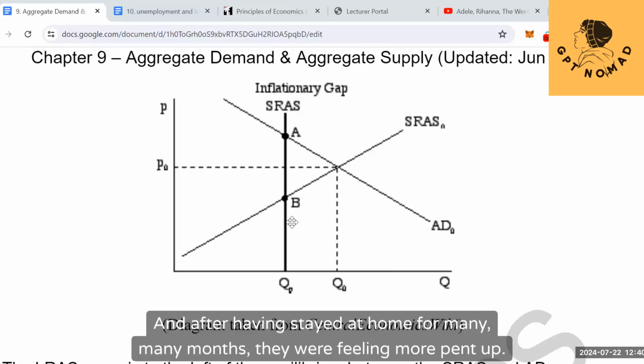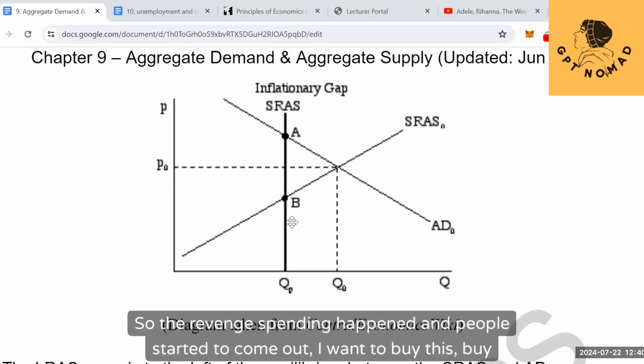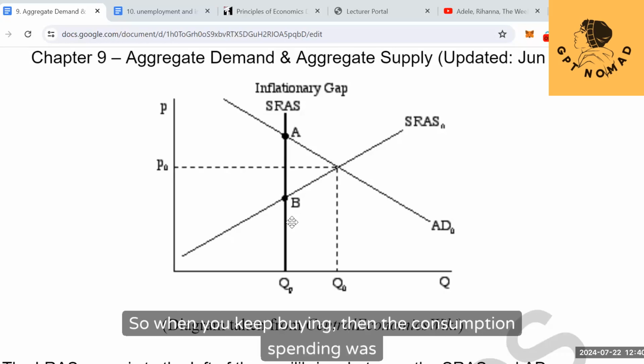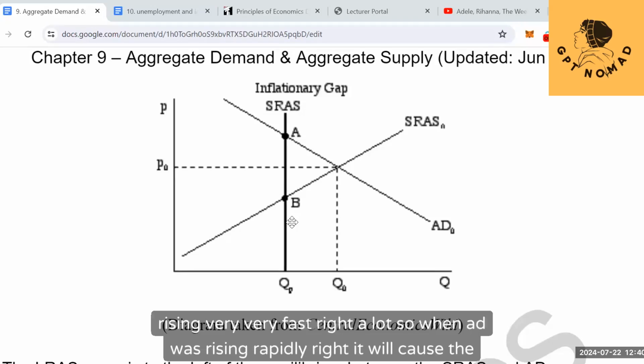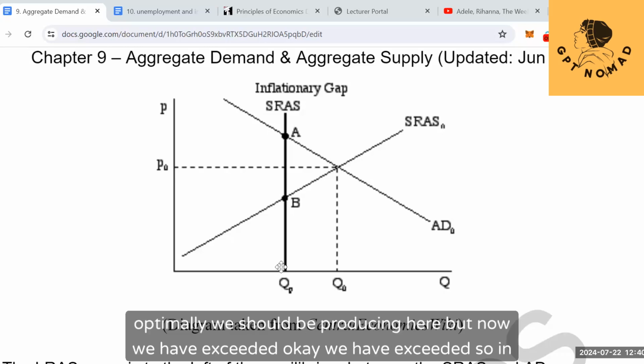So what happens is now they are feeling more optimistic, more confident to start spending already. And after having stayed at home for many, many months, they were feeling more pent up. So you start to do the revenge spending, right? This also happened about 2 years ago. So the revenge spending happened and people started to come out, I want to buy this, buy that, right? So you keep buying things, let's say in the US. So when you keep buying, the consumption spending was rising very, very fast. A lot. So when AD was rising rapidly, it will cause the actual output, here you can see this level, to be higher than the potential. So that means optimally we should be producing here, but now we have exceeded.